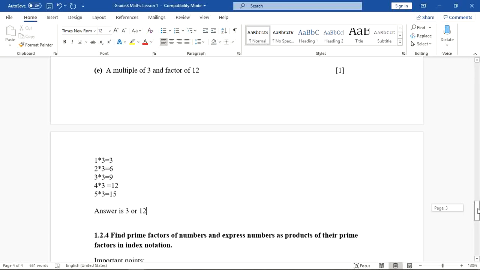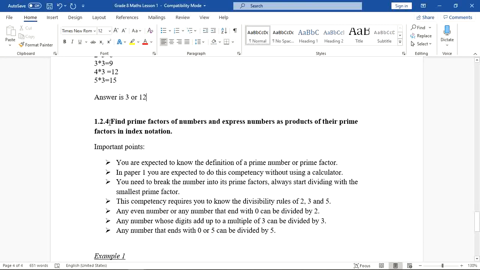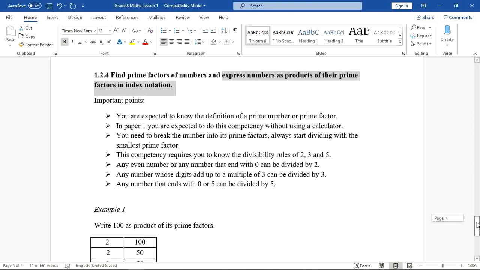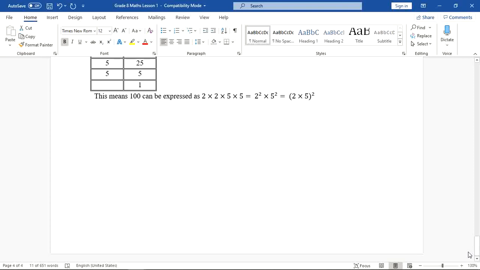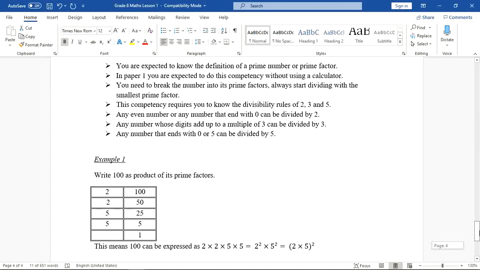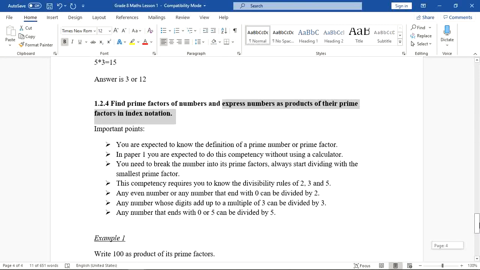Alright, in our next video, we are going to look at this competency. We are going to find prime factors of a number, and then after that we are going to express a number as a product of its prime factors in index notation. Learners that have this study guide, I want you to study this competency further. I gave 2 examples. Please study these examples so that when I do this video, at least you are one step ahead.